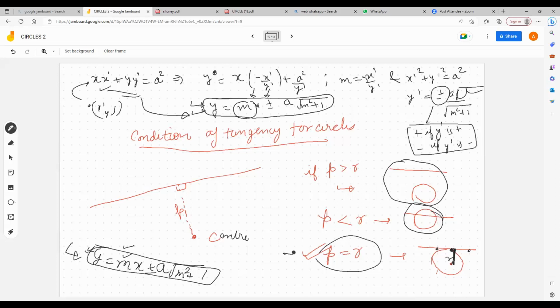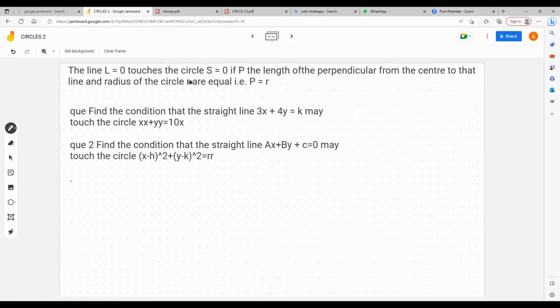And this is a more independent and better geometrical condition which we can use: if a line is tangent to a circle, then the distance of that line from the center of the circle will be equal to R. If a line L touches the circle S equals 0, and P is the length of the perpendicular from the center to that line and R is the radius of the circle, then both are equal, that is P equals R. So let us solve a problem to get the things more clear.